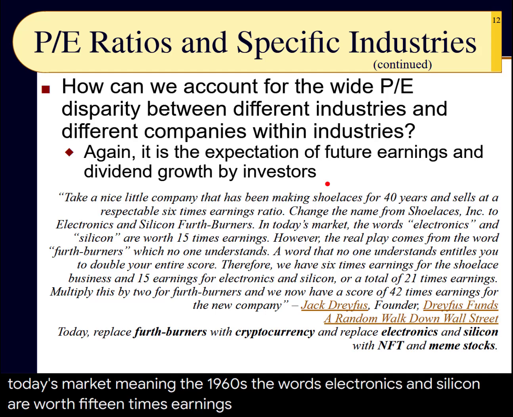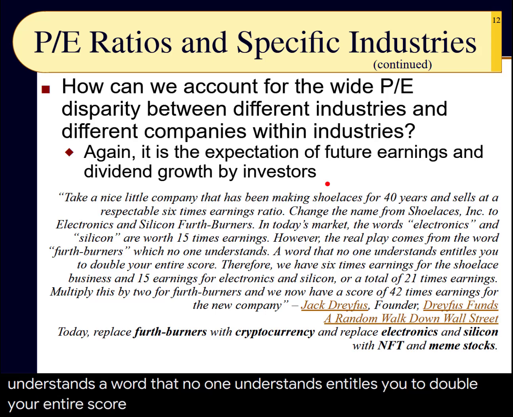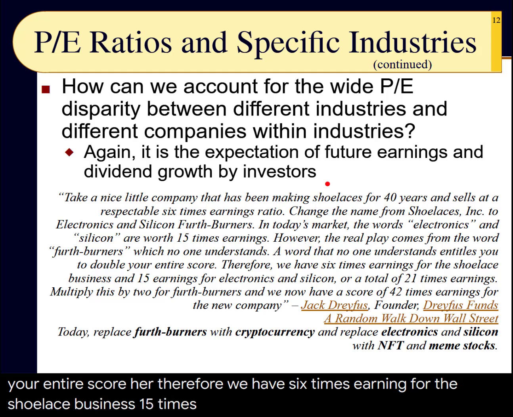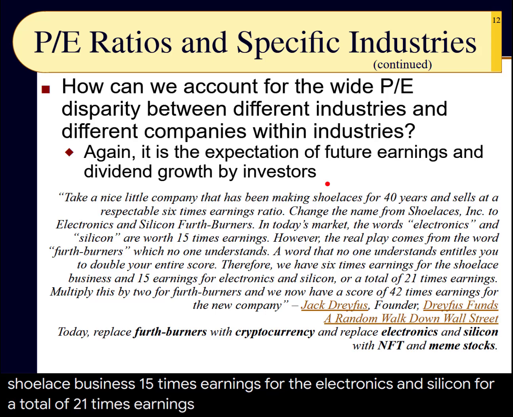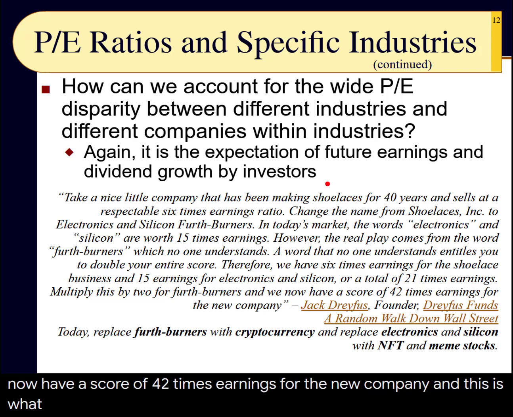However, the real play comes from the word "first burner," which nobody understands. A word that no one understands entitles you to double your entire score. Therefore, we have 6 times earnings for the shoelace business, 15 times earnings for the electronics and silicon, for a total of 21 times earnings. Multiply this by 2 for first burners, and we now have a score of 42 times earnings for the new company. And this is what was going on, folks.